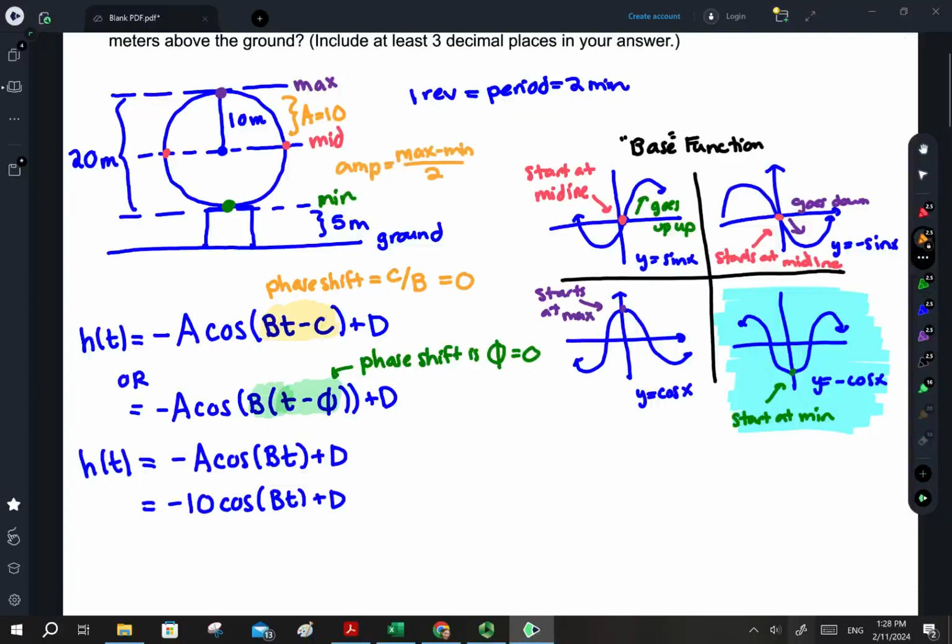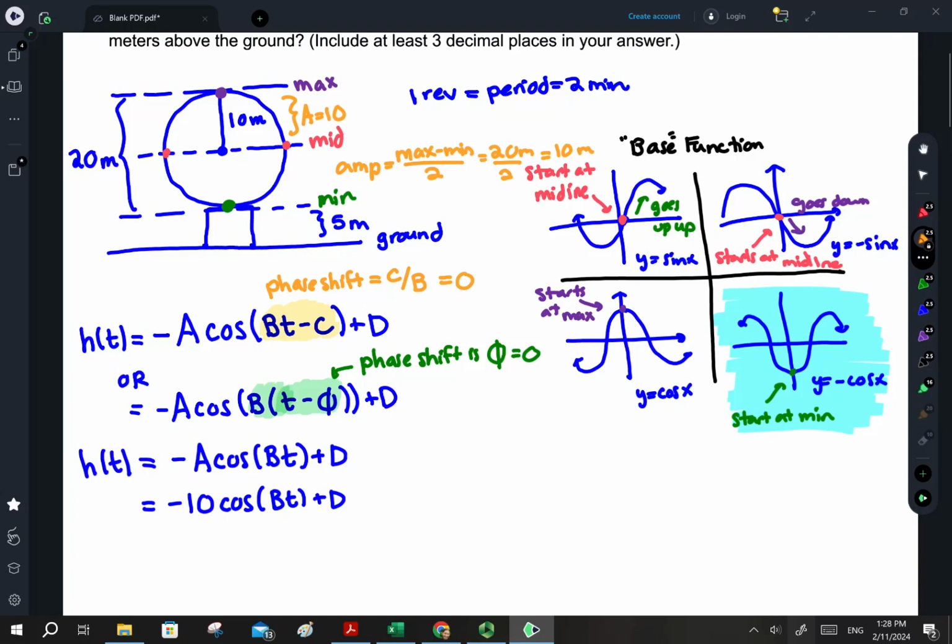But the distance here between the maximum and the minimum is the diameter of the wheel, which is 20 meters, and you divide that by 2 and you get 10 meters. So no matter how you choose to figure it out, the amplitude is 10 meters for this problem. And again, because I built the negative into my formula, that means my coefficient on cosine is -10.